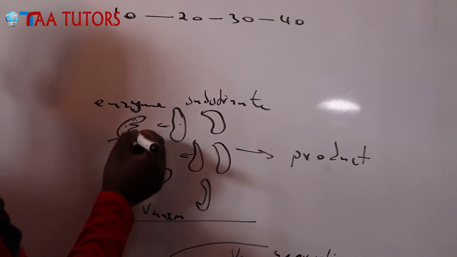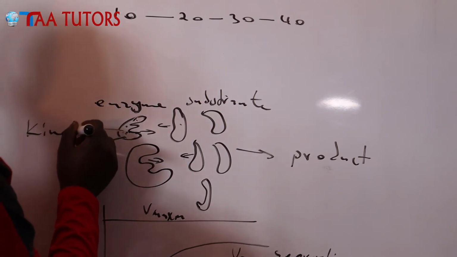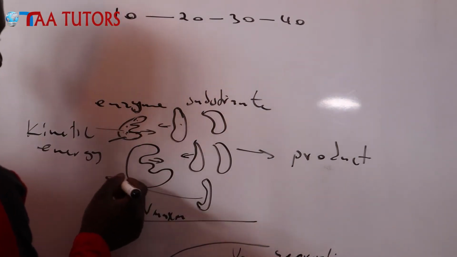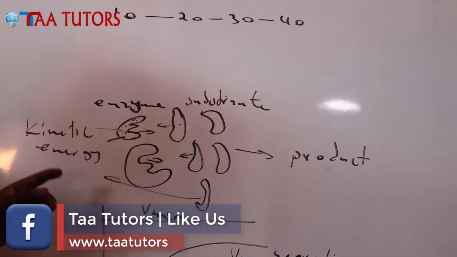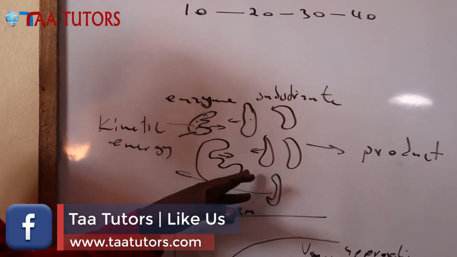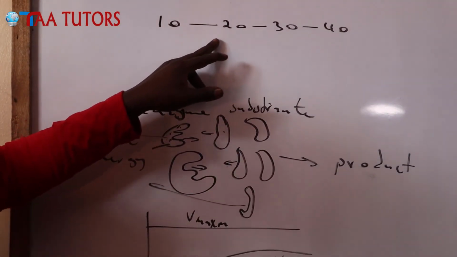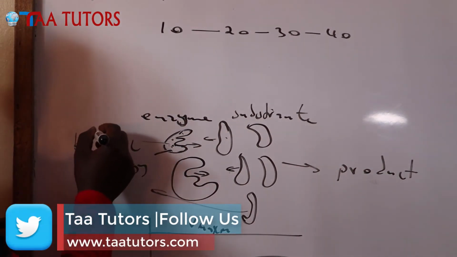And that random motion is because of the energy that they store. So we can say that they have kinetic energy, both the enzyme and the substrate. The two of them have got energy that is going to make them move and meet. Now, this energy is influenced by the temperature that is available. So if we are increasing the temperature, it is proportional to the kinetic energy. The kinetic energy will increase.